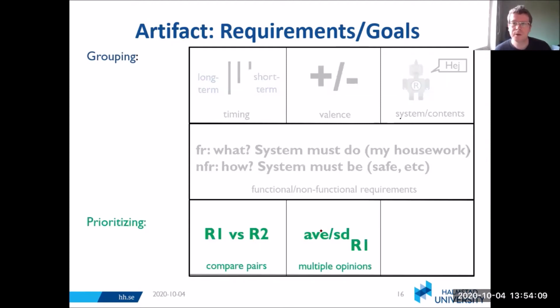And then you can also go an extra step and prioritize your requirements. So you can compare pairs of requirements when you've created your list, requirement 1 versus requirement 2, which one is more important? You can also get multiple judges to look through each requirement and rate it on a scale from 1 to 5, and then take the average. If the standard deviation is low, then you have a good amount of agreement about the priority of a certain requirement.